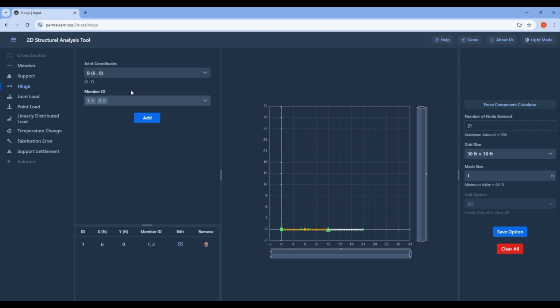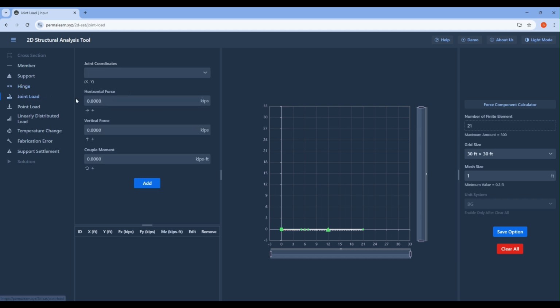And now let's move on to the joint load. Joint load is a function where you can add a single load to a specific joint. For example, we have here joints A, B, C, D. There are 4 joints. And joint load here is a function where you can add a single load to that joint. For example, I want to add a joint load here at point D. Just click D here. And if I want it to be a horizontal force to the right, I need to put a positive number, and to the left I need to put a negative number.